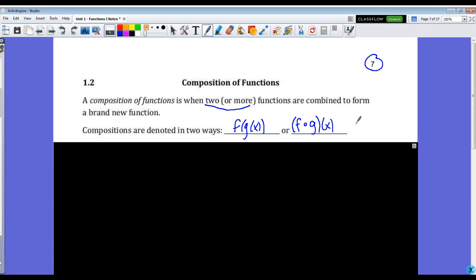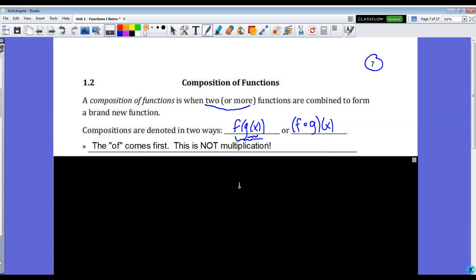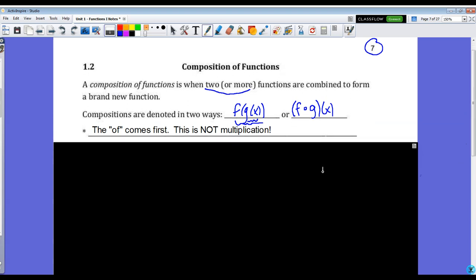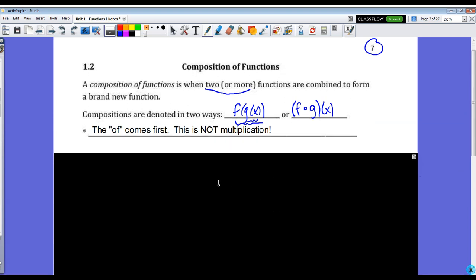It's kind of like if you did composition of transformations back in geometry. I'm not sure if you guys still do that anymore. But it's like a reflection of a translation. So you do the translation first, followed by the reflection. It's the same thing with this. We do g of x first, and then whatever the output there is, then we do f of whatever that output is. And you'll see what I mean in a second. So the "of" comes first, f of g of x. The inside comes first. It's not just as simple as multiplying the two functions together.